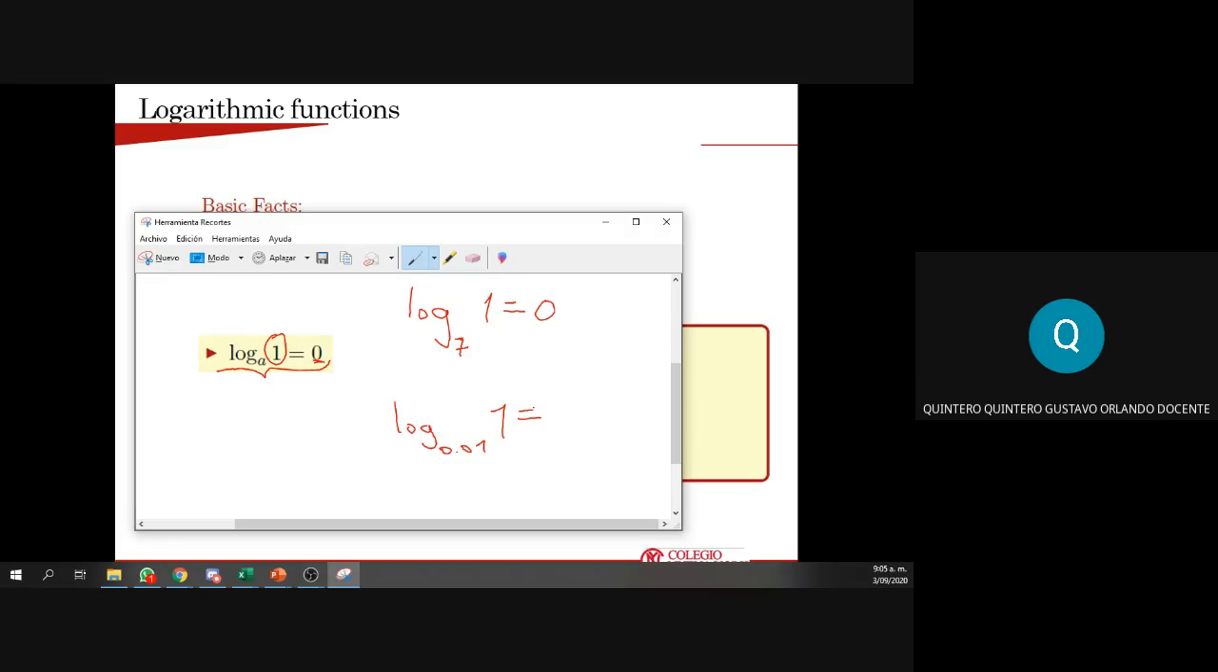All right, thank you guys. All right, pretty good. The result is 0. Again, why? Because of our simple fact. The simple fact, remember, no matter what the base is, if the big value is 1, the logarithm is 0.